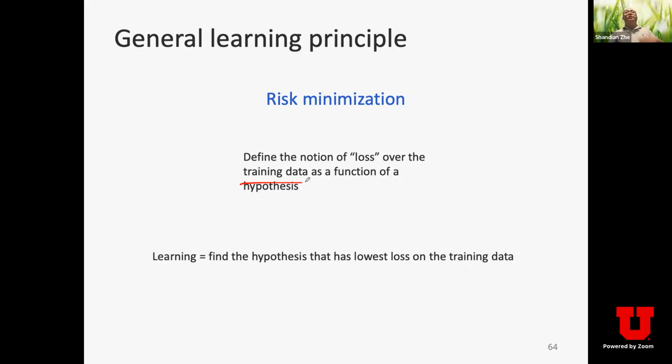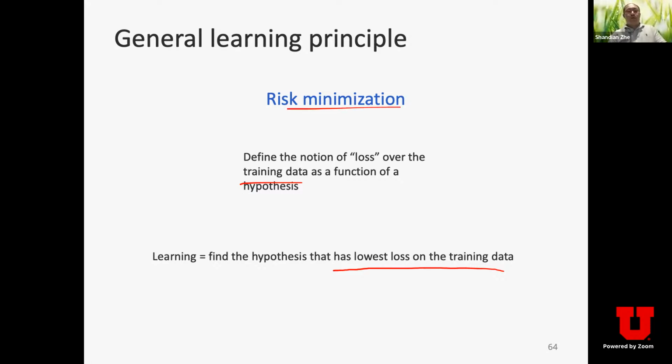Remember, the square loss is just a square loss over the entire training set. Or the perceptron, although it is an online learning algorithm, it only looks at whether you can correctly predict every training example. As long as you make a mistake, you update the model. So if your learning is to find a hypothesis that has the lowest loss on the training data, this principle is called risk minimization.